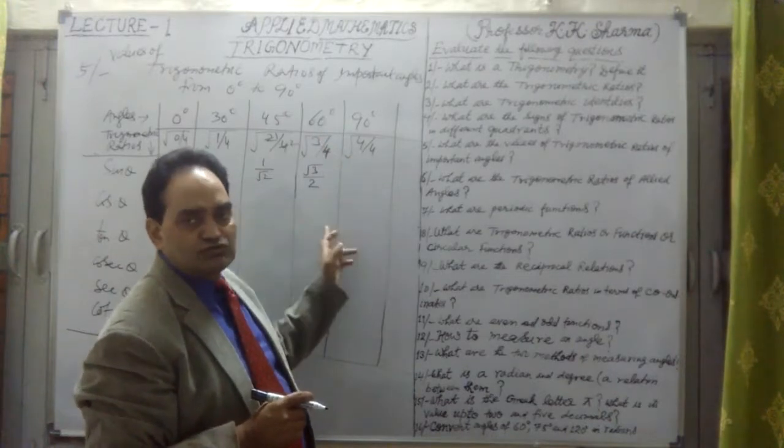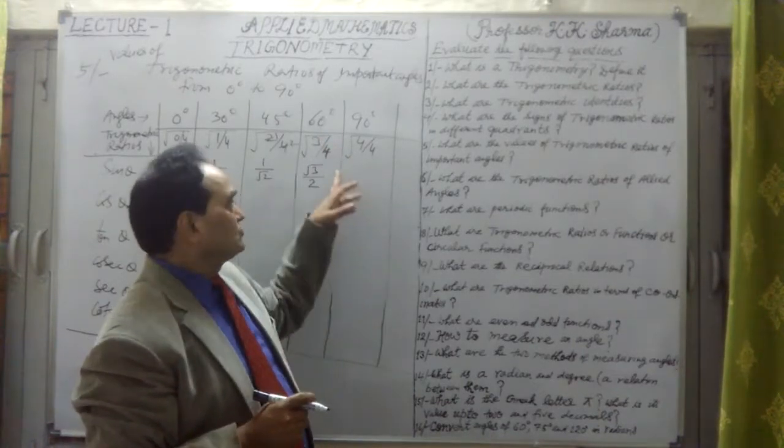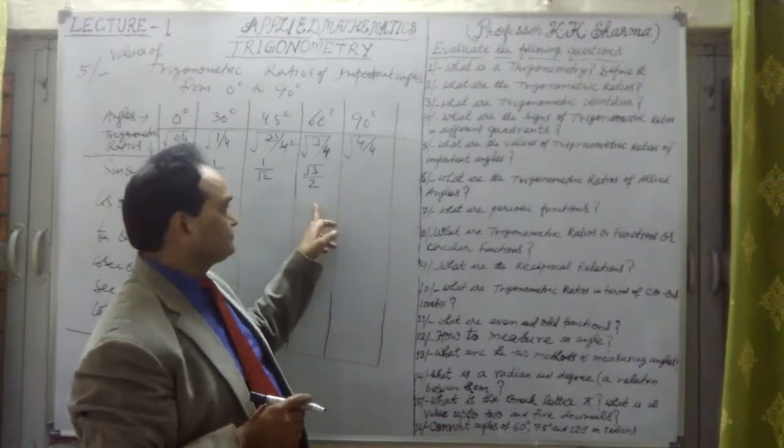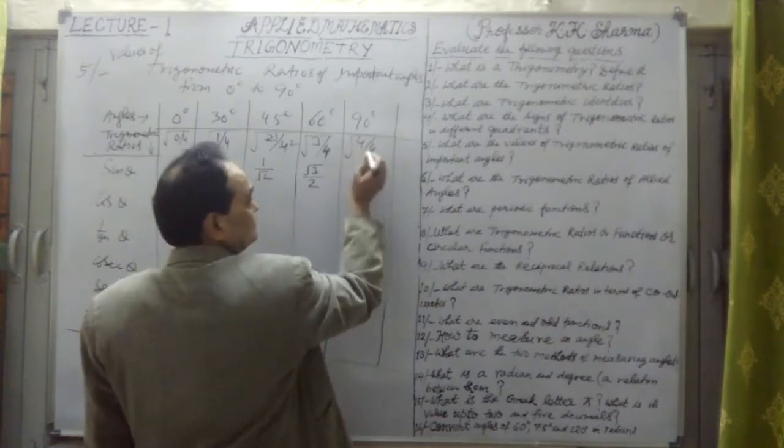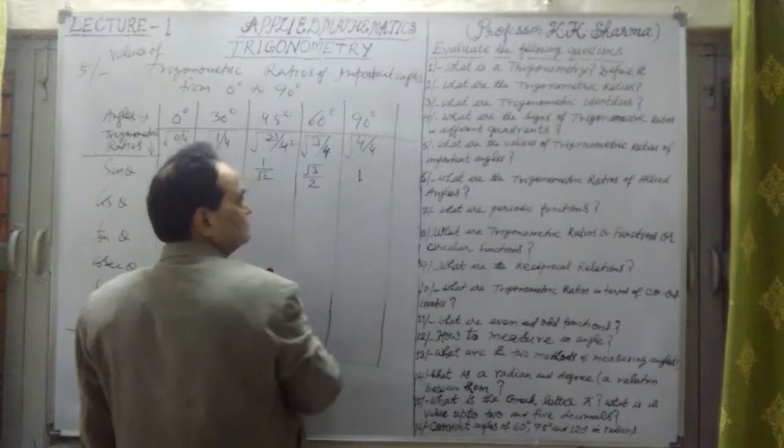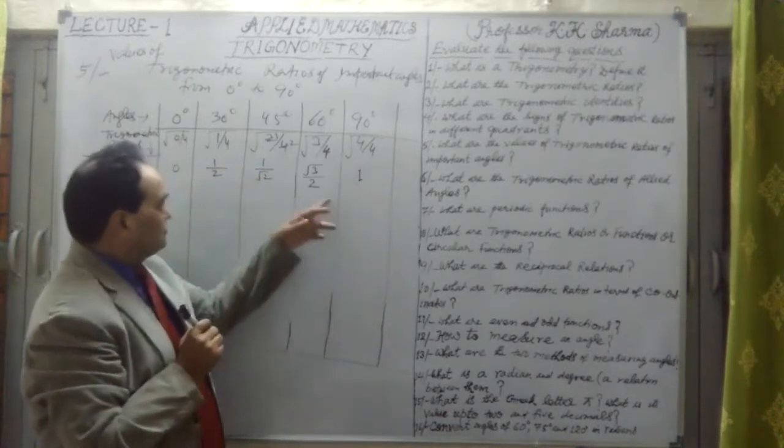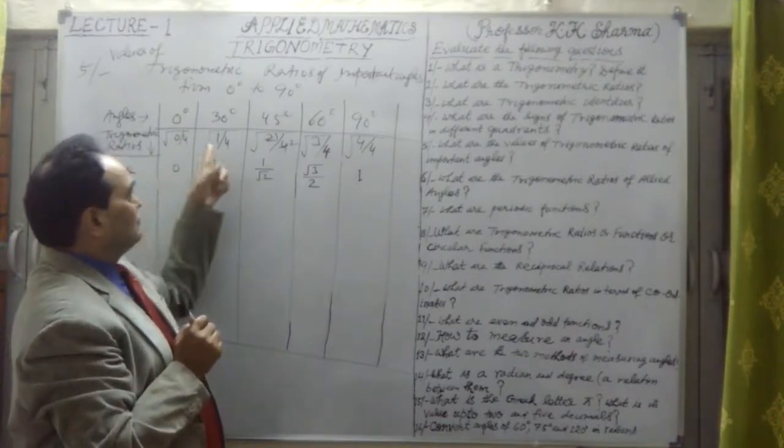The square root of 4 is 2. 2 into 2 is 4. The square root of 4 is 2. That is 1. The square root of 1 is 1. So these are the values of sine of different angles.